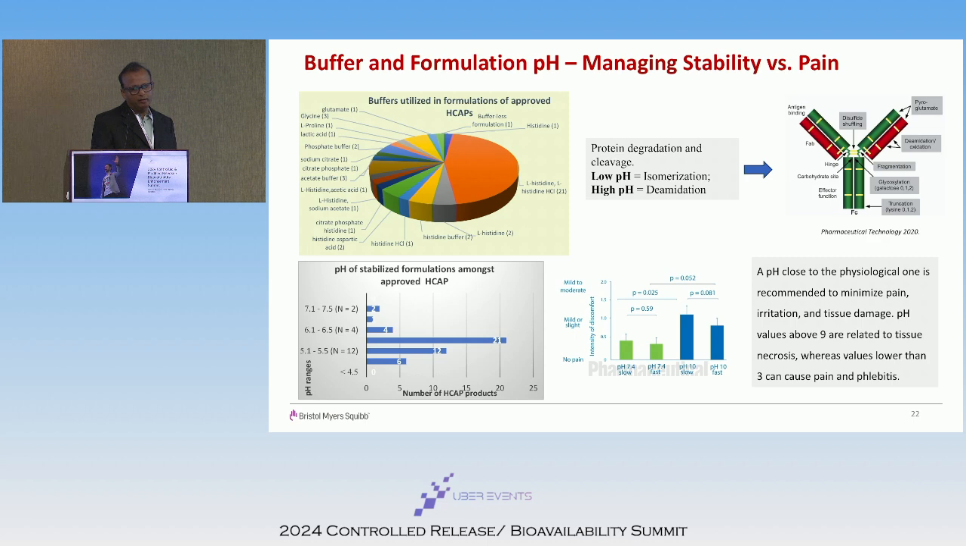But these buffers are generally used to maintain the pH, because the pH profile is very important, as we all know, for antibodies, because it impacts their stability. Sometimes low pH can create isomerization, and high pH deamidation. So we have to have a very good understanding and optimize the pH range. Because if the pH is close to the physiological pH, then it is more tolerable to the patients. High pH or low pH can sometimes cause necrosis and more pain.